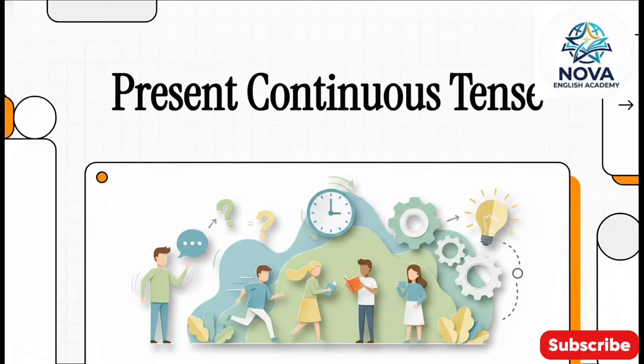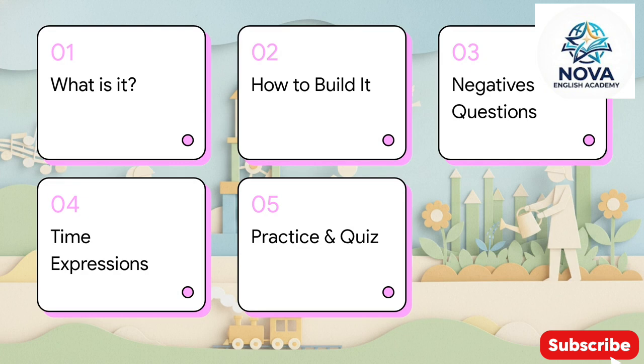If you've ever stumbled over how to describe exactly what's happening right in front of you, well, you're absolutely in the right place. Today, we're mastering the present continuous tense. It's easy, it's fun, and it is a literal must-have for your everyday English tool belt. All right, let's look at our roadmap for today. We'll cover what this tense actually is, how to build it, making negatives and questions, spotting helpful time expressions, and then we'll wrap up with a quick practice quiz.